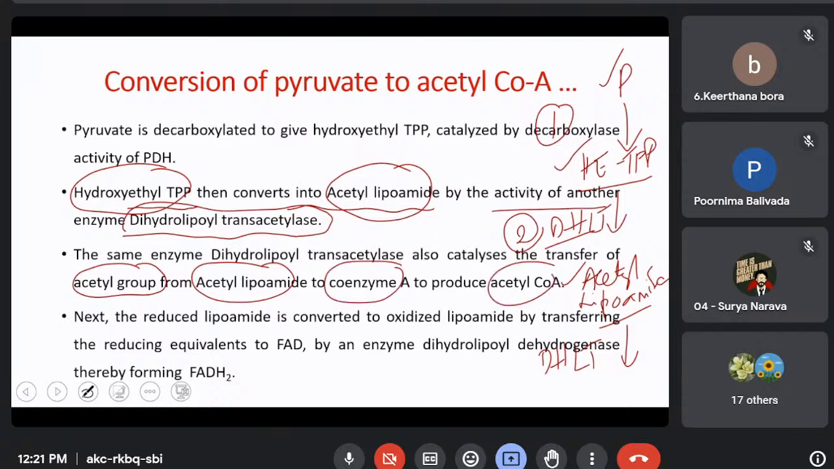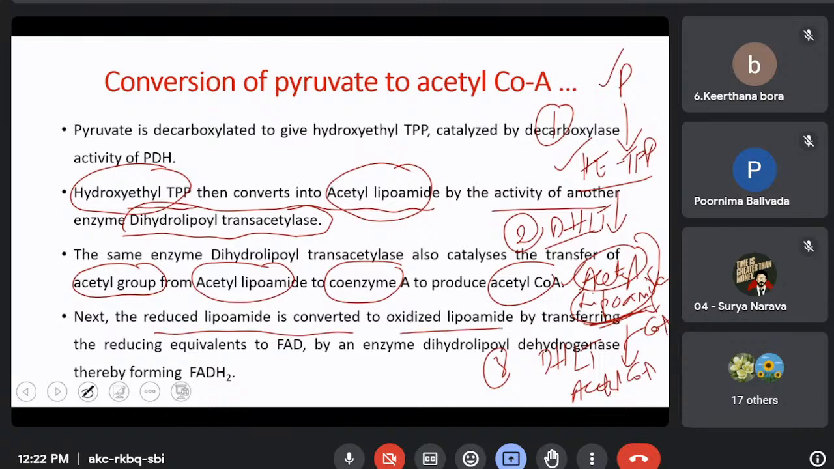So in the third reaction, what happens? Coenzyme A comes in, and this acetyl group from acetyl lipoamide is transferred to coenzyme A, so that acetyl CoA is formed. Okay. In this reaction, what is happening? Acetyl is said to be removed from lipoamide. So the reduced lipoamide is now converted to oxidized lipoamide.